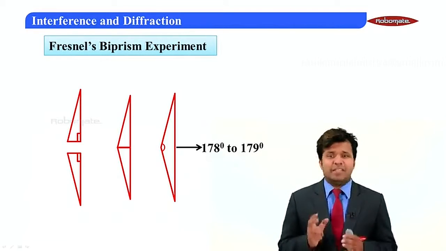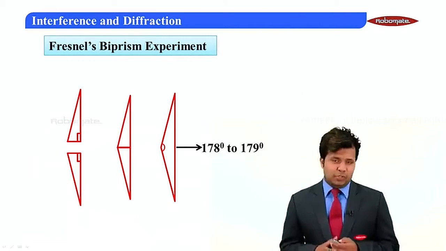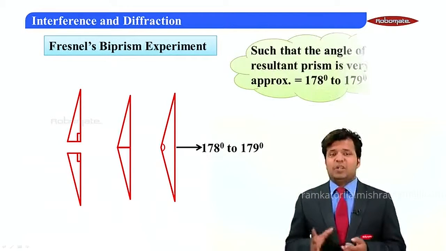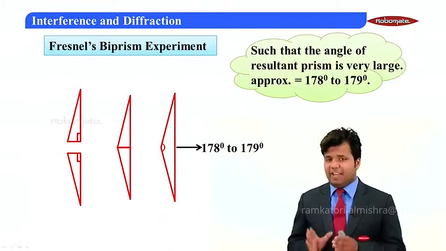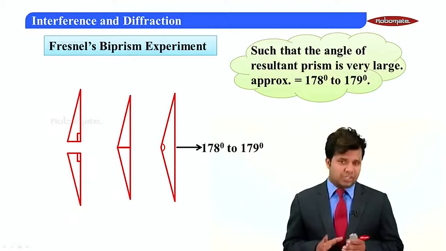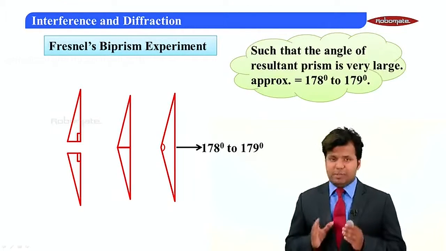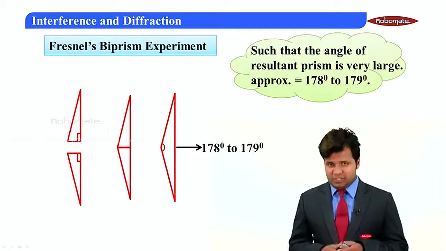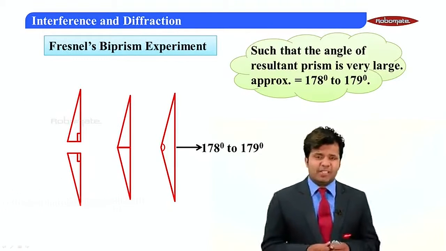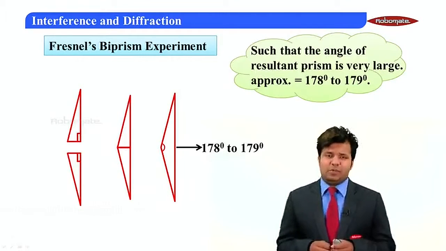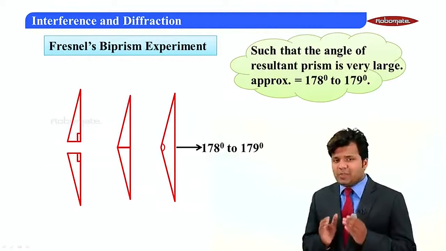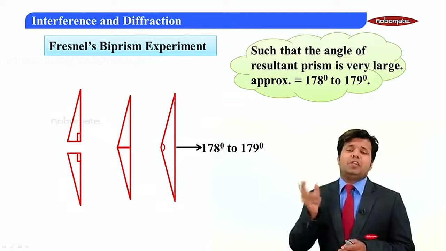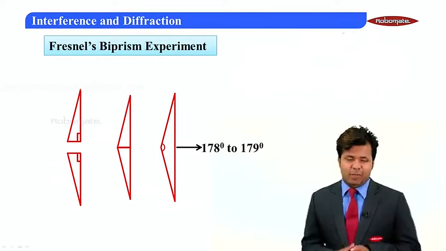We use the biprism in this particular experiment. So students, 178 to 179 degrees is the resultant angle of the prism, which is very large. Keep in mind that this biprism creates two virtual sources. Now let us understand how it performs and makes two different virtual sources. Let's have a look at that.